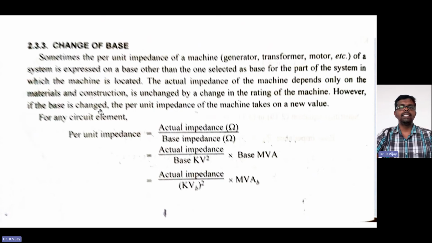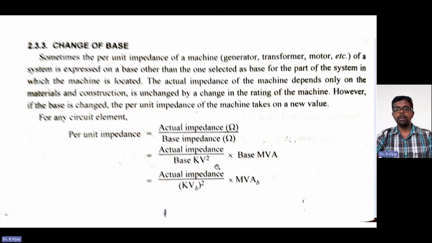However, if the base is changed, the per unit impedance of the machine takes on a new value. Say, for example, how to calculate this per unit impedance: the actual impedance divided by base impedance. We already calculated base impedance equal to base kilovolts squared divided by base MVA. That you need to substitute here.